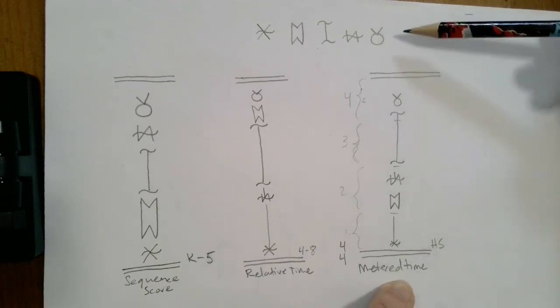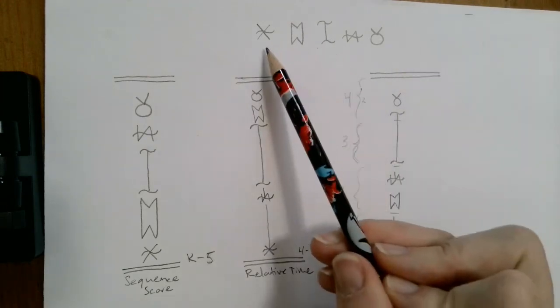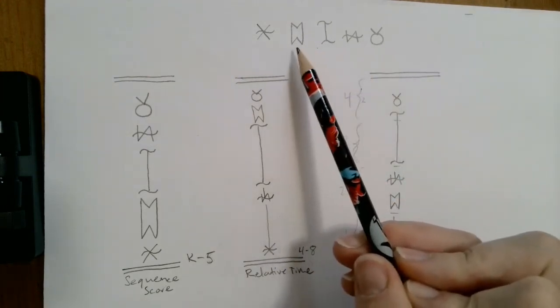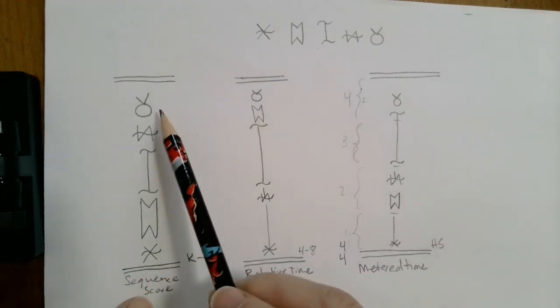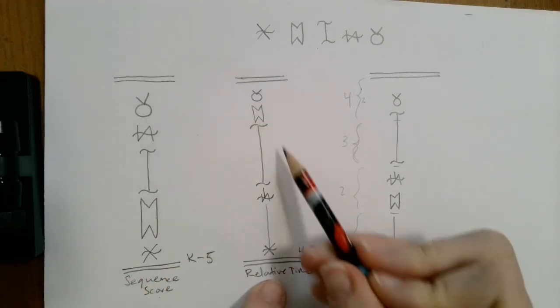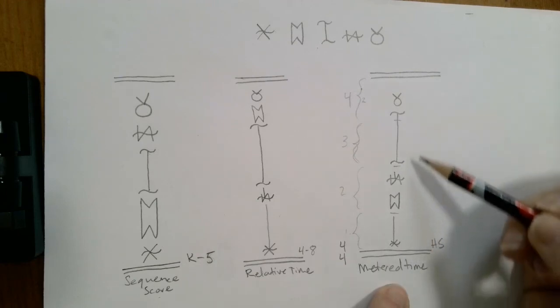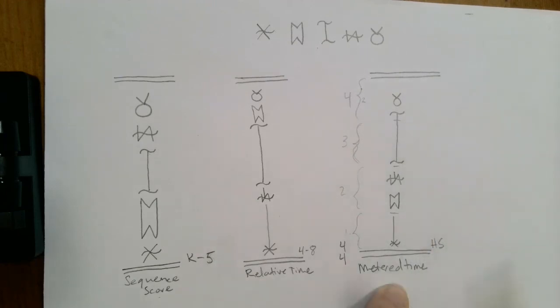So you can work with 1 concept at a time, 2 concepts at a time. You can put them in a sequence score. You can add relative timing, and you can add metered timing, and they'll all create a different result and hopefully give you somewhere to grow with this work over time.